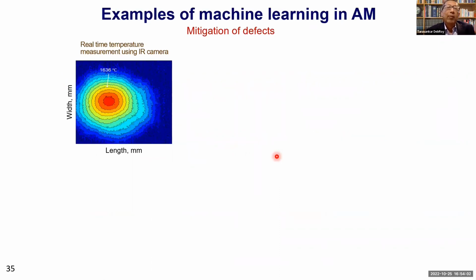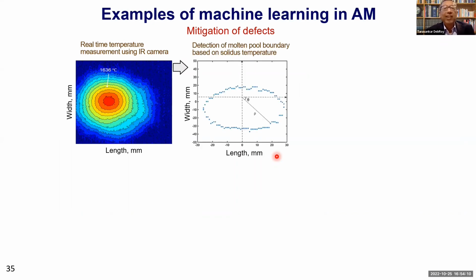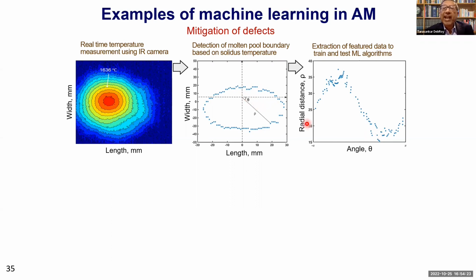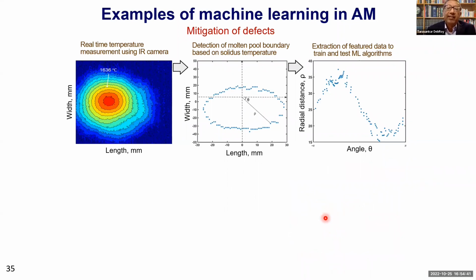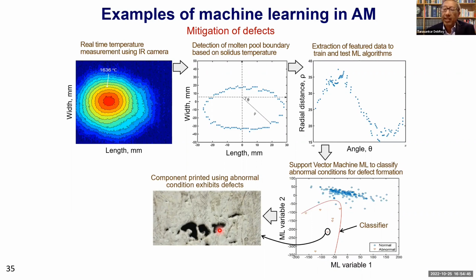So what are some of the examples? How do we make use of the digital twin in real time? Mitigation of defects, for example. We have a thermo camera. Here is the data. If we plot it, this is how the solid dust temperature looks. From here, if we plot the angle versus distance, this is what this would be. And we can do a classification problem using support vector machine or some other common tools of machine learning that are available freely. We can separate the cracked parts from the conditions where no cracks would be observed.